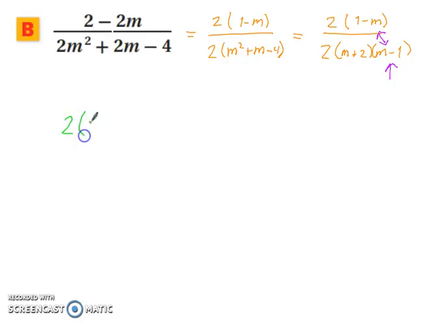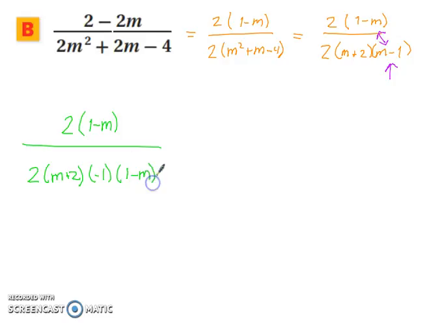So our numerator stays the same. We're not doing anything to that one. And then in our denominator, we have this other stuff here. We're just going to throw it back down. So we've got 2 times m plus 2. That's going to stay there. However, we're going to throw in a -1 to force this to go the other way. So now we're going to have a 1 minus m.